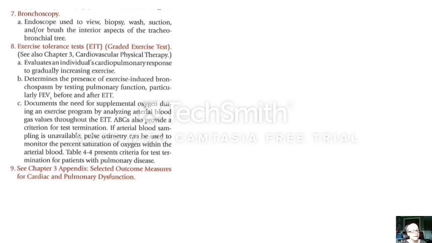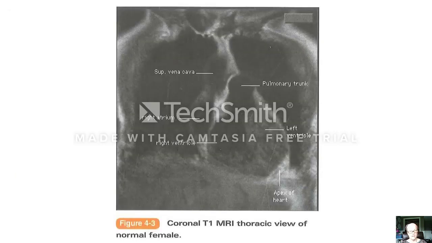If arterial blood sampling is unavailable, pulse oximetry can be used to monitor the percent saturation of oxygen within the arterial blood. Table 4.4 presents criteria for test termination for patients with pulmonary disease. See Chapter 3 Appendix, Selected Outcome Measures for Cardiac and Pulmonary Dysfunction. This is Figure 4.3, coronal T1 MRI thoracic view of a normal female.